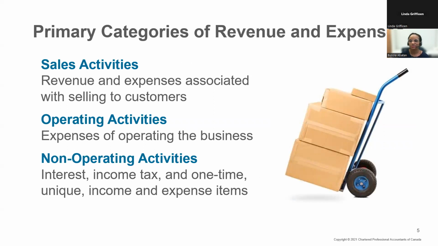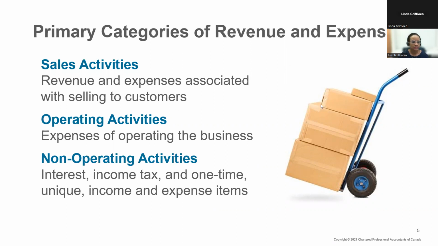Okay. So moving on, we're going to focus on the income statement or the P&L statement now. Typically the P&L statement has 3 categories. The first category is the sales activities category, which reports the revenues and expenses associated with selling to the customers. The second category is the operating activities category, which focuses on the expenses that are related to operating the business. The third category is the non-operating activities category, which deals with things that are not regular or common, like your interest expense, income tax, and one-time unique income and expenses.